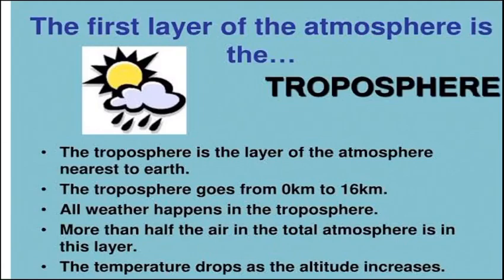The word troposphere has been derived from the Greek word tropos, which means turbulence. As a result of these turbulences, all weather phenomena take place in this layer. Almost all the water vapors and dust particles are contained in this layer. Within the troposphere, the temperature drops as the altitude increases, according to the normal lapse rate.